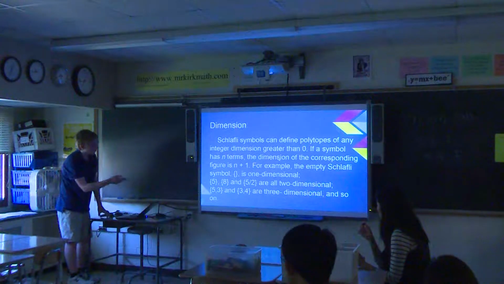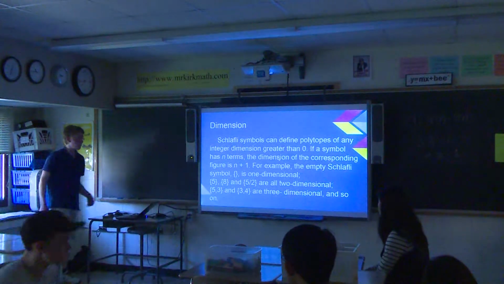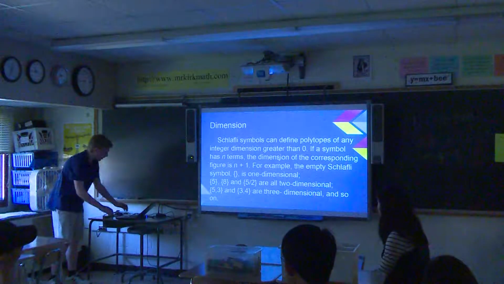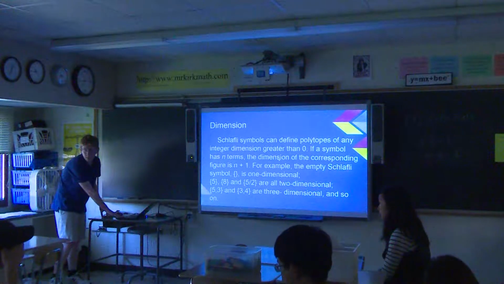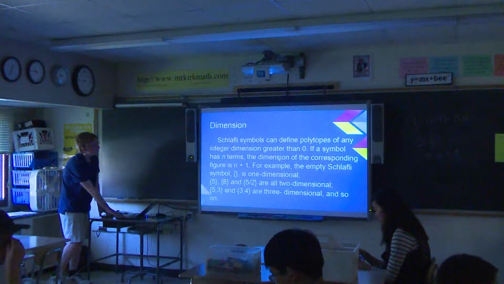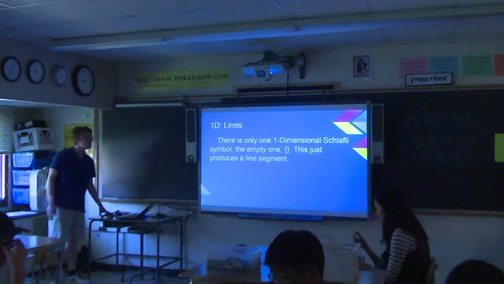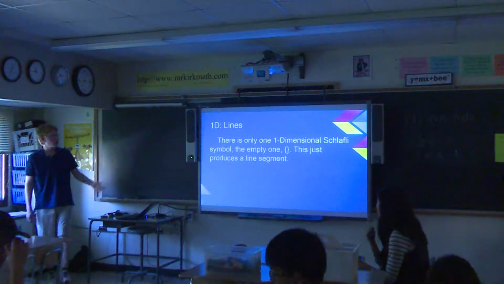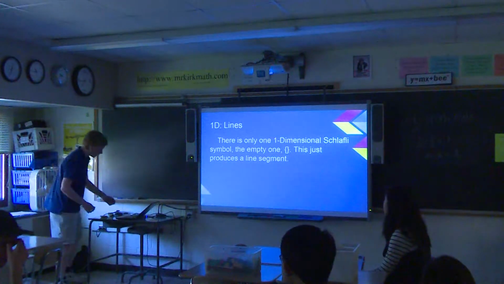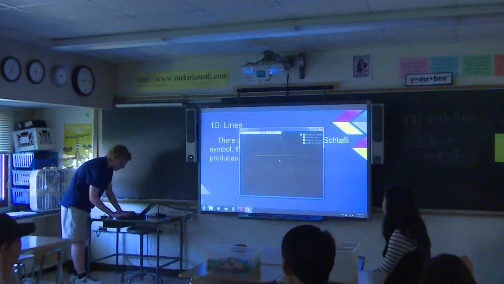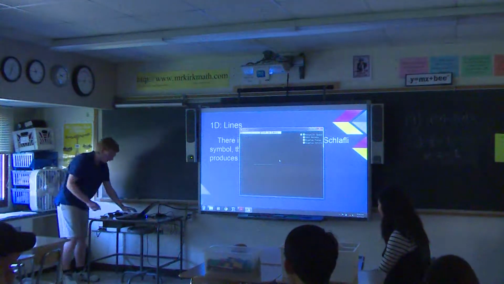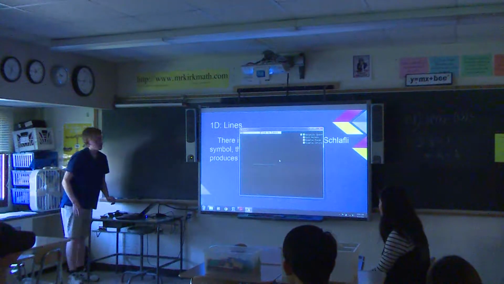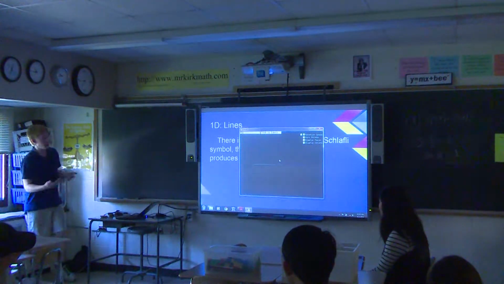And then 5, 3, you'll notice the comma, they have 2 terms. 2 + 1 is 3-dimensional, and so on. That's why you have to have a dimension greater than 0, because if you had 0 dimensions, you'd need -1 terms. Exactly. So first dimension, not really too much of interest. It's just the empty Schlafli symbol. Line segment, pretty boring. This is also what you get if you put in the number 2. Effectively, the number 2 in a Schlafli symbol is the same as having nothing there.